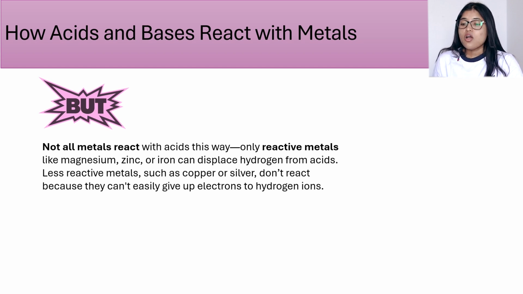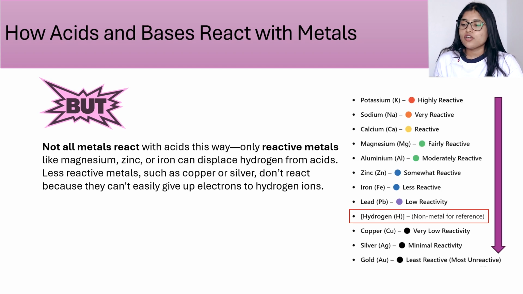Not all metals are going to react with acids to produce hydrogen gas. This is because reactive metals that are in the reactivity series above hydrogen, for example zinc, aluminium, sodium, magnesium, all these are going to react and displace hydrogen. However, the metals that are below hydrogen in the reactivity series, as we can see here, do not react with the acid to give hydrogen gas. For example, copper, silver, gold, etc.